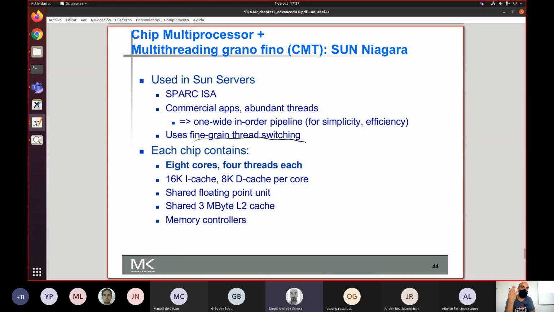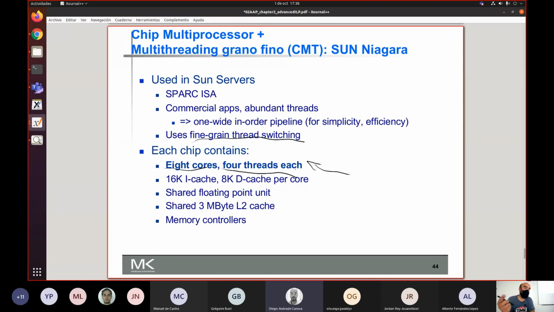In this architecture, we have 8 cores, and each core is able to execute 4 threads at the same time. This means that if you have 4 threads running, the first cycle goes to the first thread, the second cycle to the second thread, the third to the third, the fourth to the fourth, and then it starts over and over. This is the way it is implemented.